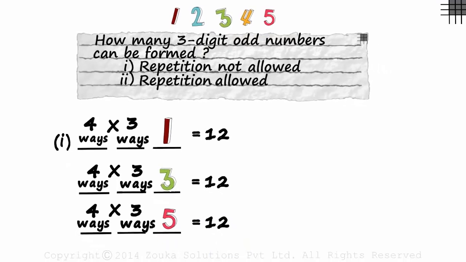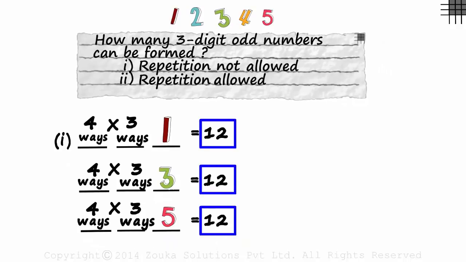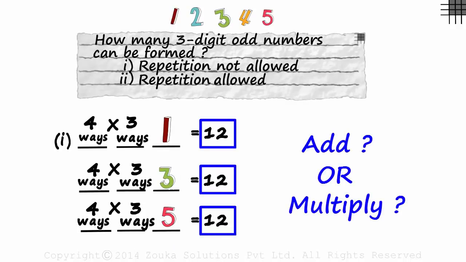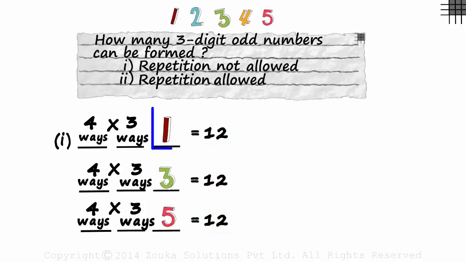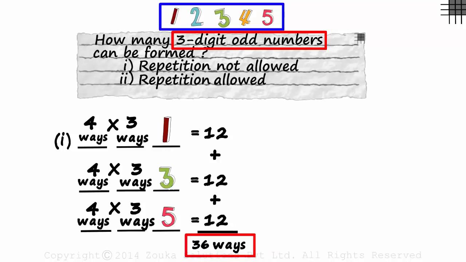Let's zoom out slightly. What do we do with these 3 numbers? Do we add them or multiply them? To know the answer, just use plain English. The units digit is 1 and 3 and 5? Or should we say that the units digit can be 1 or 3 or a 5? Of course, it's an or. Based on the condition given, the units digit can be 1 or 3 or 5. And or implies plus. Adding these 3, we get the answer as 36 ways. 36 ways in which we can form 3-digit odd numbers using these 5 digits.